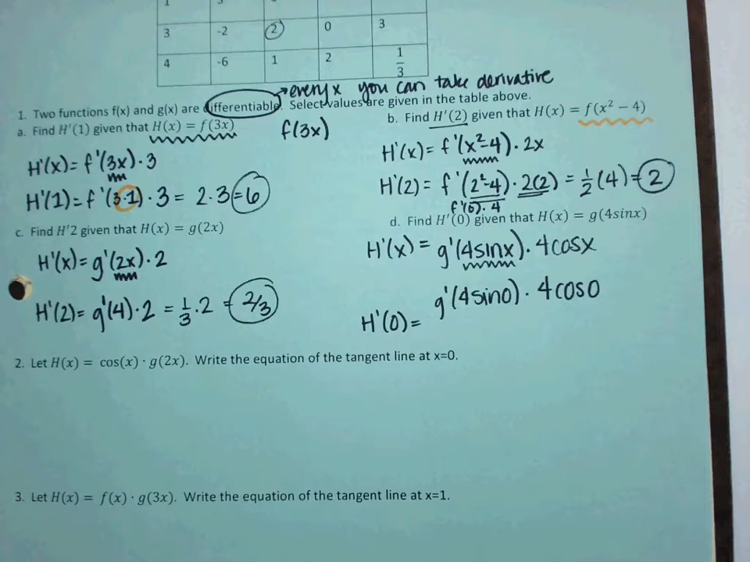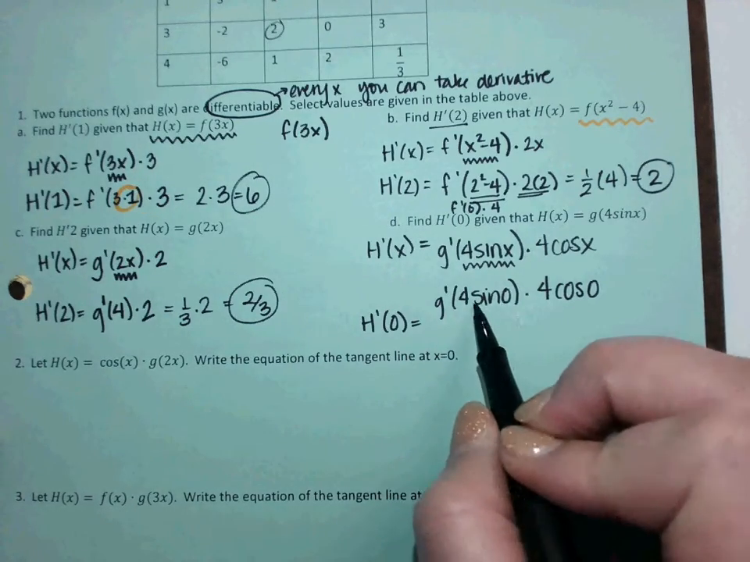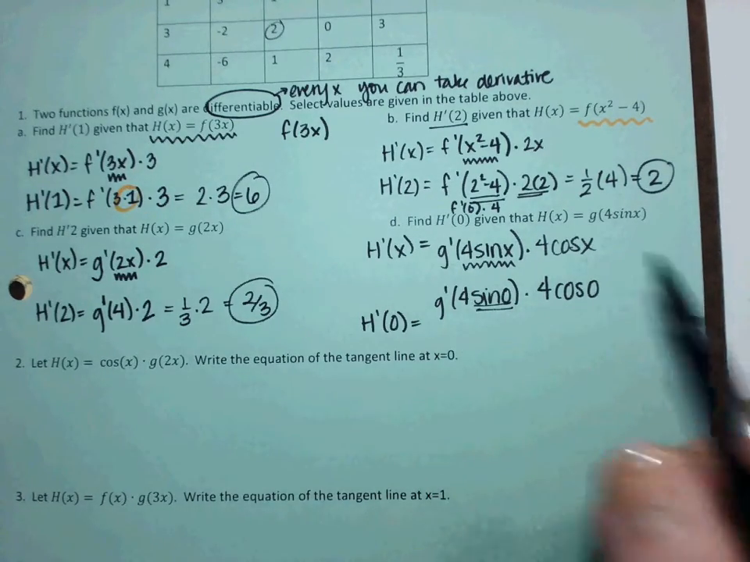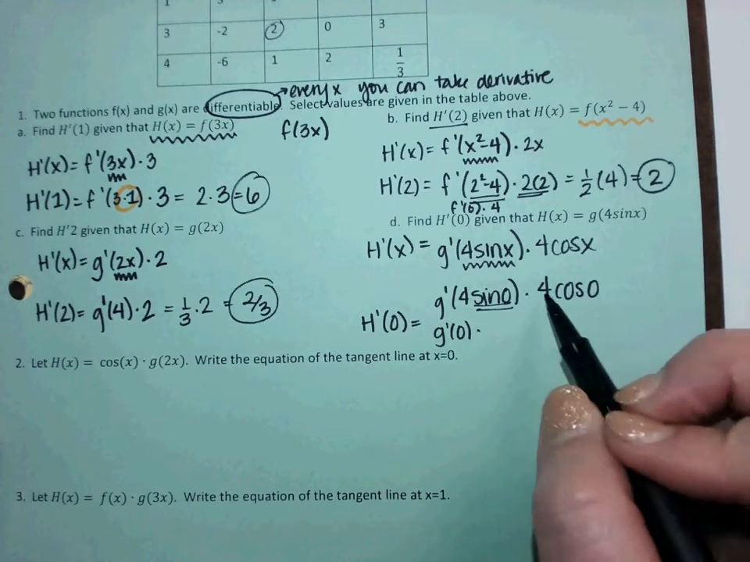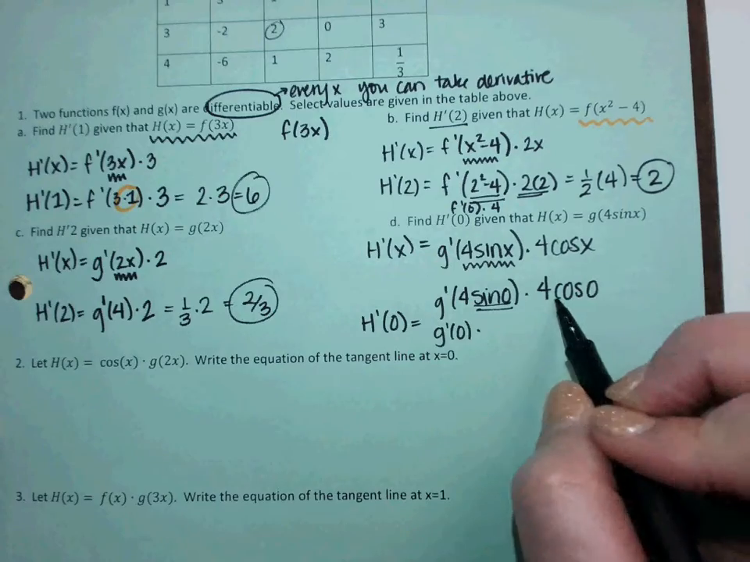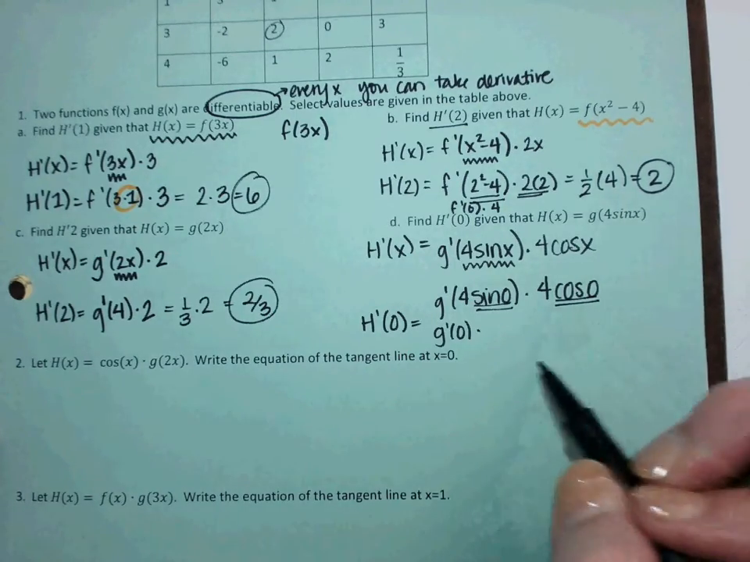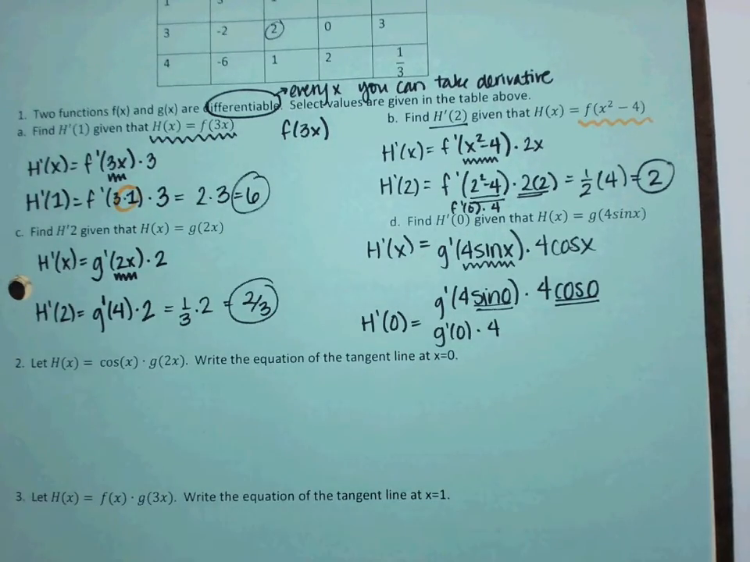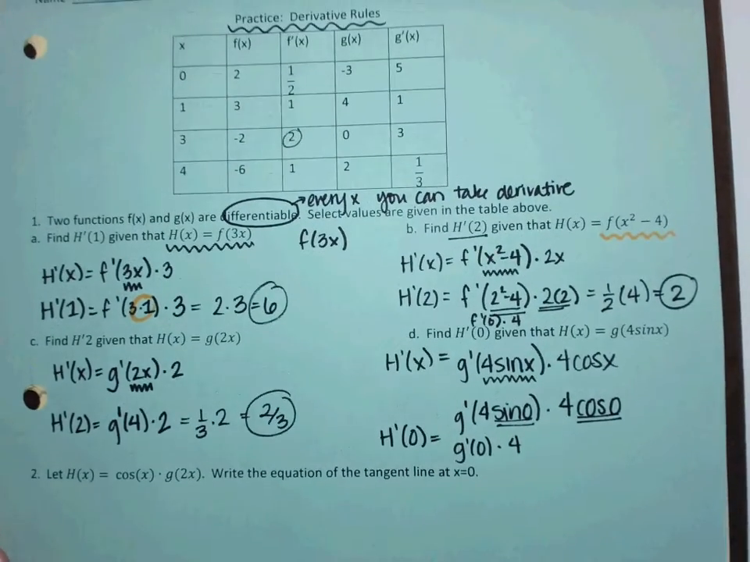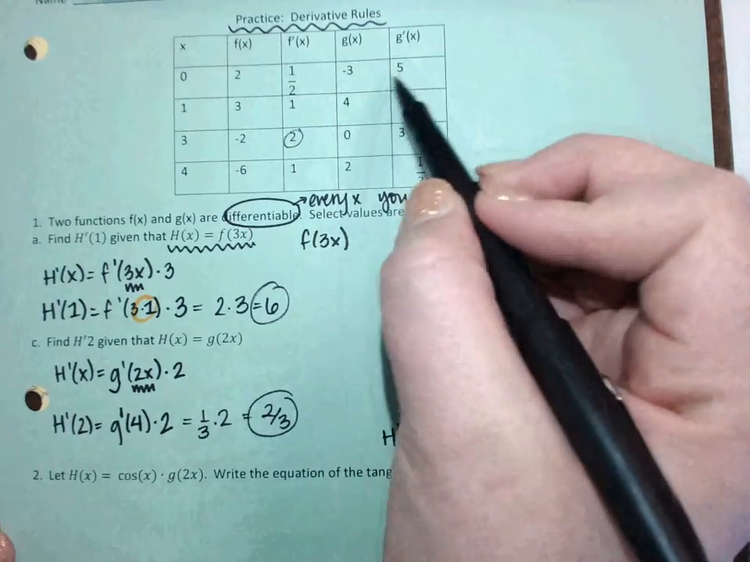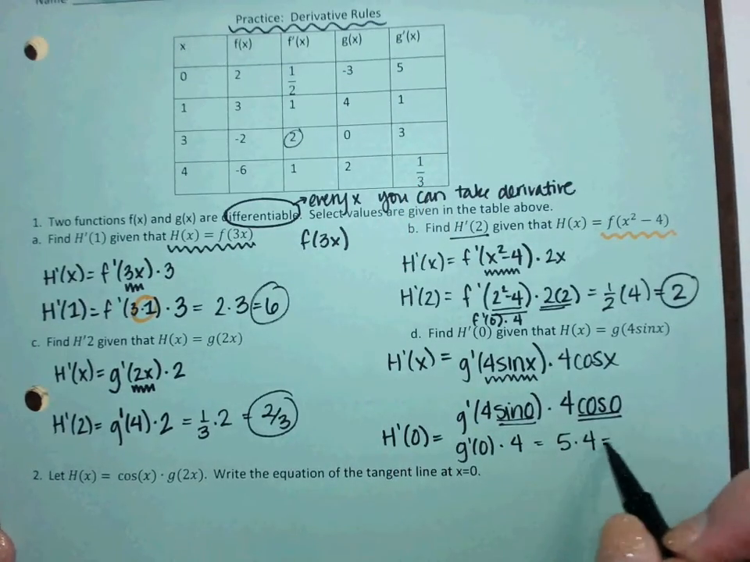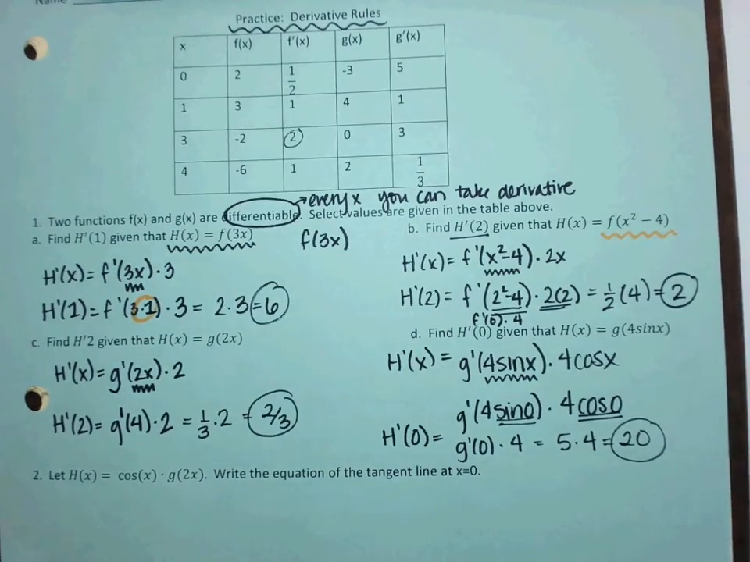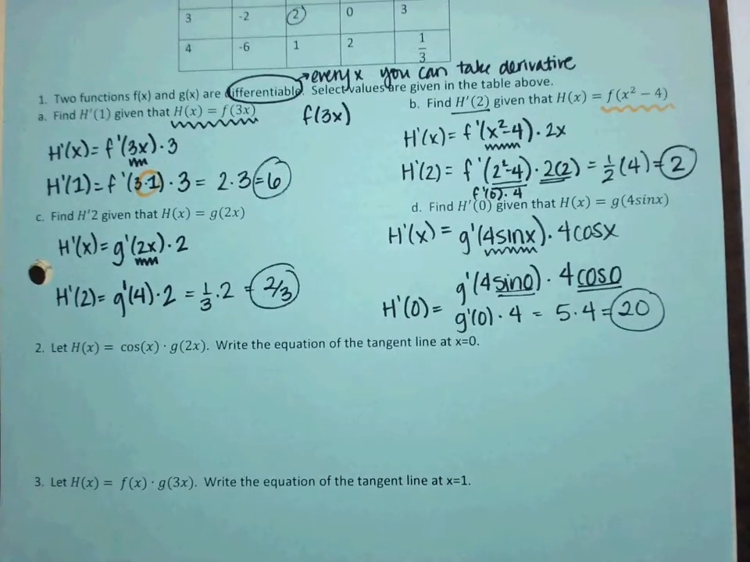Okay, in the middle, what's the sine of 0 here? 0 times 4 is still 0, so I want g prime of 0. Then I'm going to multiply that by 4 cosine 0, but what's cosine 0? And 4 times 1 is 4. Then look at your chart. What's g prime of 0? Okay, g prime of 0 is 5. So 4 times 5 is 20. Make sense?